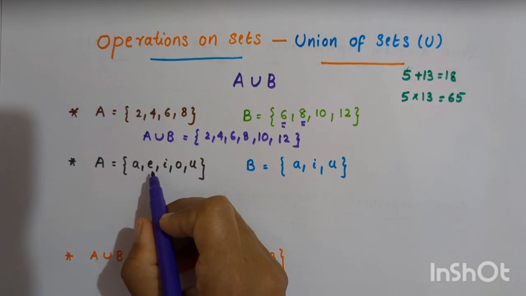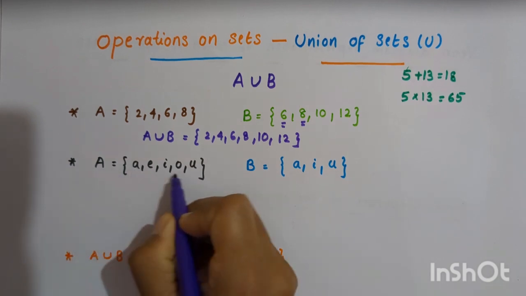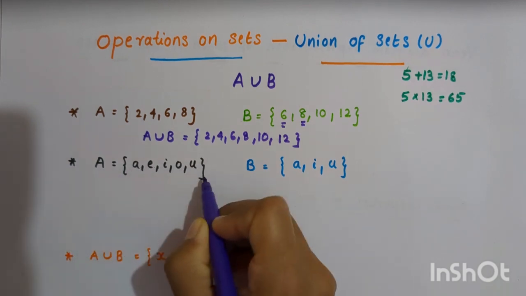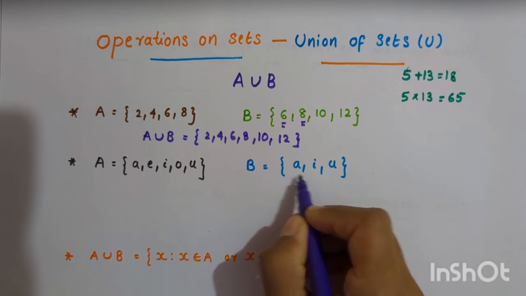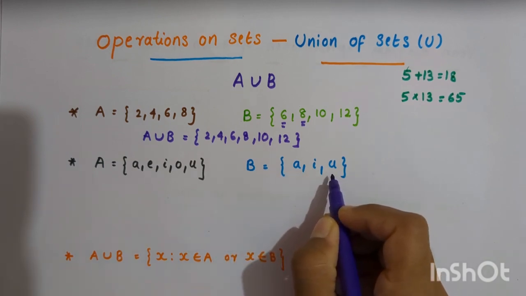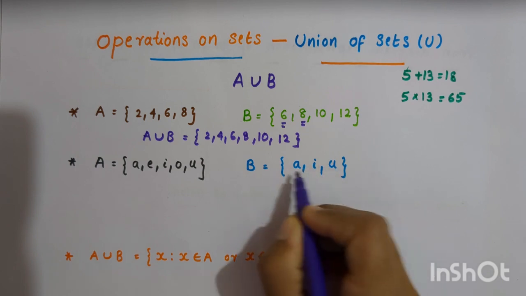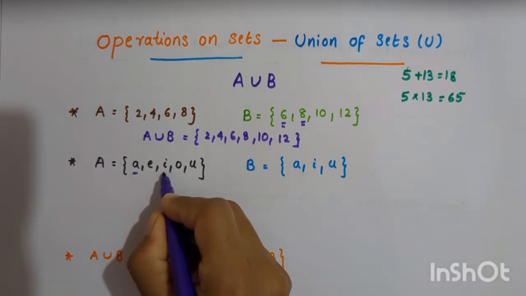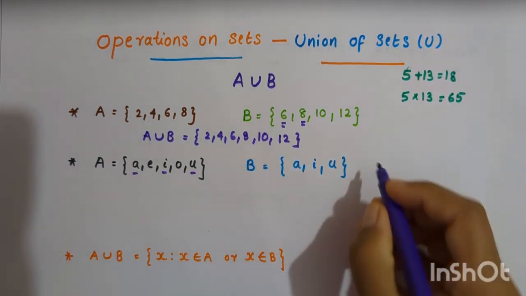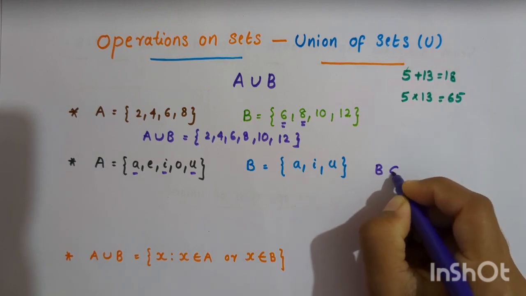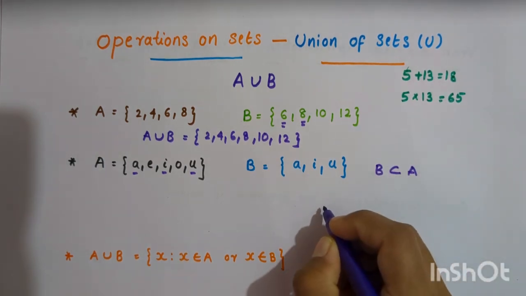Now, consider another set A which has these elements: A, E, I, O, U. Another set B has these elements: A, I, U. Here you see all the elements of set B, A, I, U, are already there in set A. So, we can say that B is a subset of A.